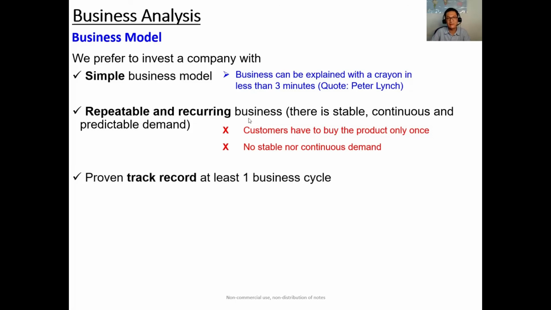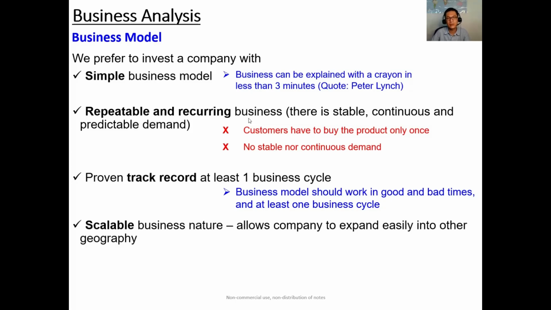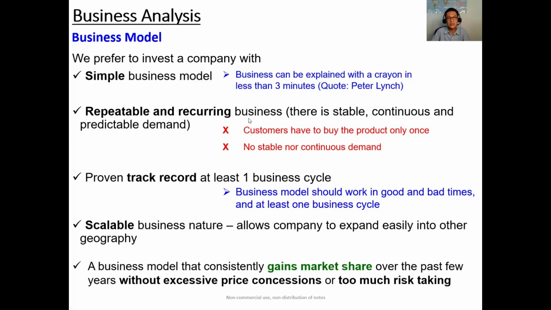We also prefer to invest in a company that has a proven track record of at least one business cycle, because a business model should work in good and bad times. Of course, we prefer a business that is scalable in nature because it allows the company to expand easily. This business model should also allow the company to continually gain market share without excessive price concessions or too much risk taking. These are the characteristics that we prefer to see in our investments.